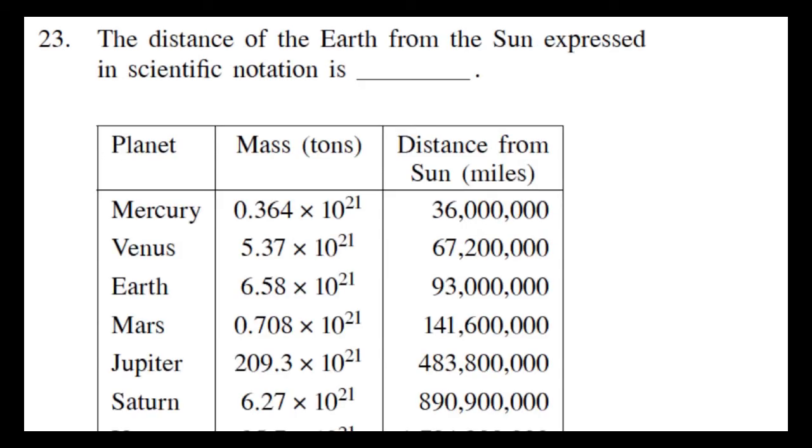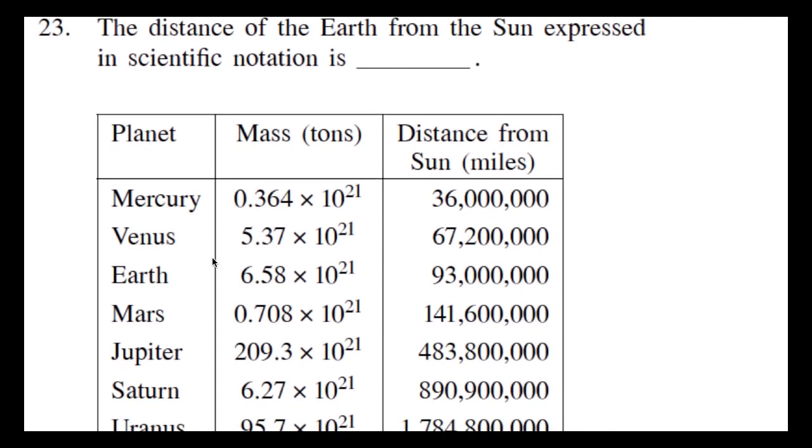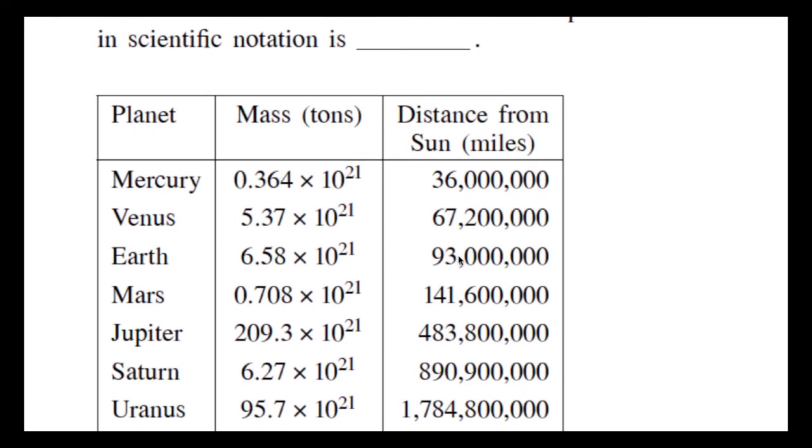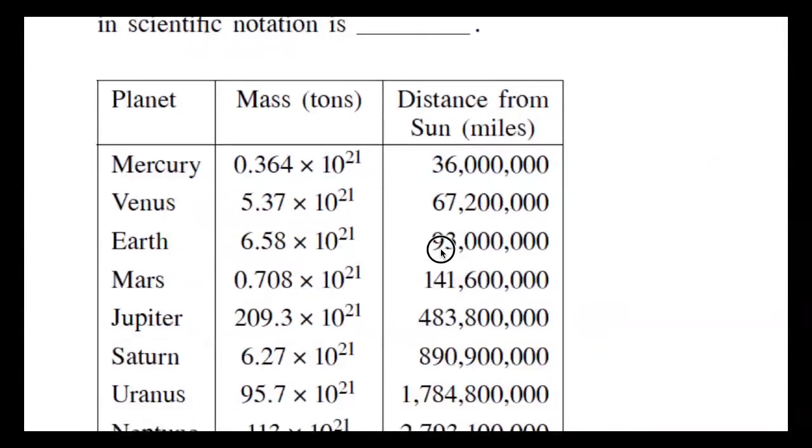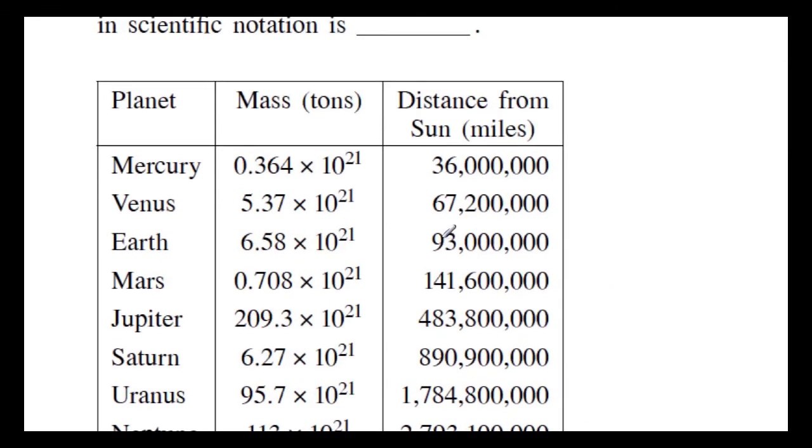And 23. The distance of the Earth from the Sun expressed in scientific notation. Well, right here, Earth to the Sun, so that's our 93 million. So if I put my decimal right here, I know that it was here, so that's going to be 9.3, and that's 1, 2, 3, 4, 5, 6, 7 places. So 9.3 times 10 to the 7th.